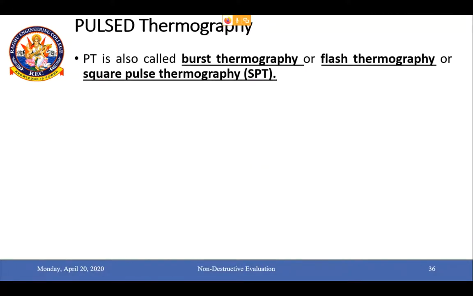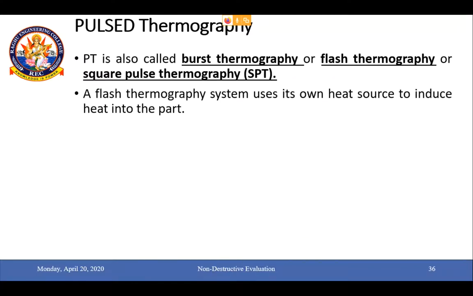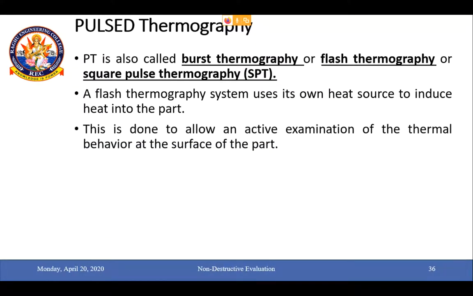Just the matter, I'll read through it. Pulsed thermography is also called burst thermography or flash thermography or square pulse thermography. It has got different names, but most popular are your pulse thermography and also flash thermography. A flash thermography system uses its own heat source to induce heat into the part. You're using its own heat source, that is your flash. This is done to allow an active examination of the thermal behavior at the surface of the part.